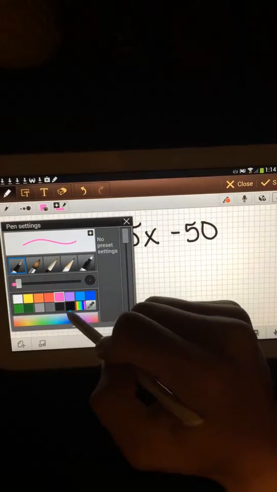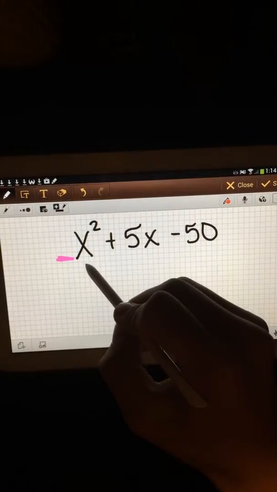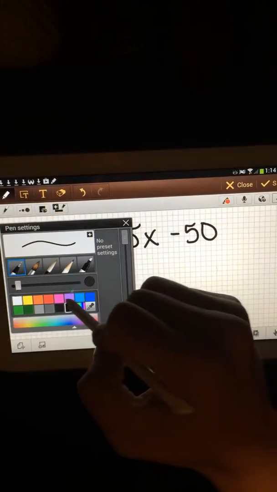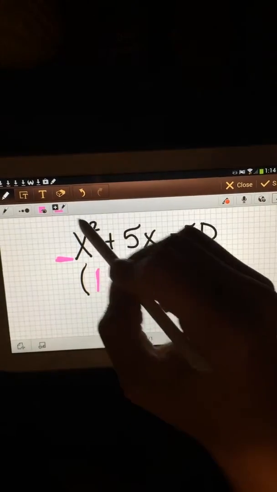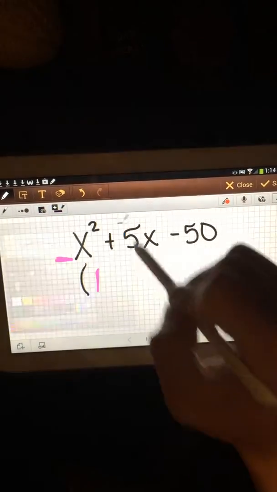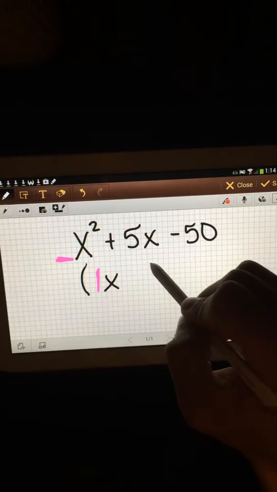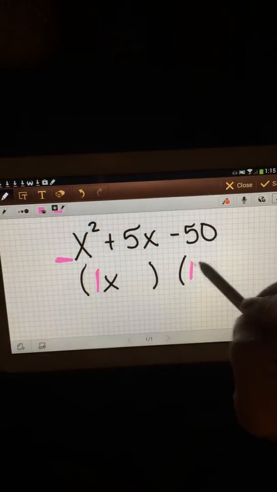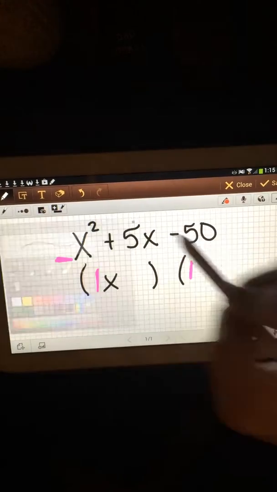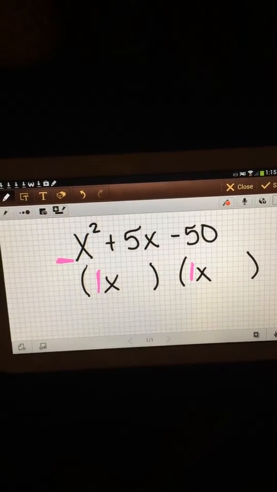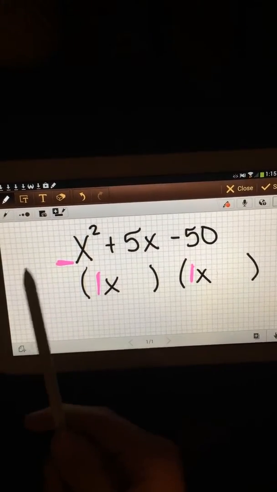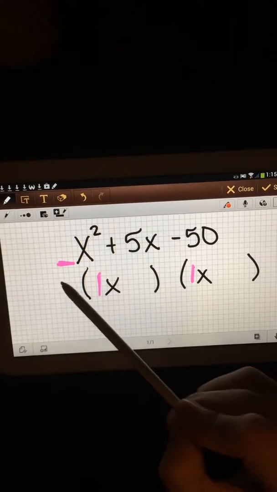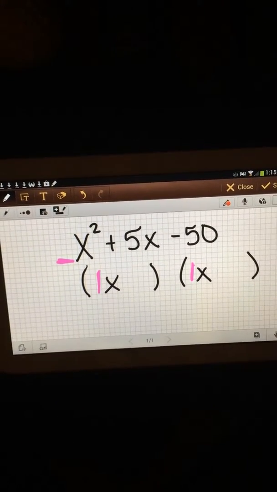So, what we would do, which makes this really simple, would be 1x, leave a space, and then 1x, leave space. That's because 1 times 1 equals 1, so it's just a factor of the leading coefficient.